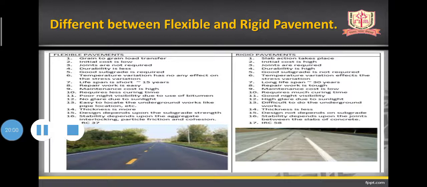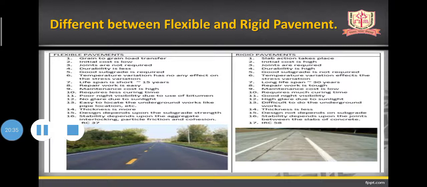Then, the temperature variation has no effect on the shape in a flexible pavement. Means if there is any temperature variation, the flexible pavement can easily change its shape. But for rigid pavement, obviously the temperature variation has an effect. Whatever the temperature change, your slab will change in shape. But because we provide a joint, it can be accommodated in a cement concrete road.